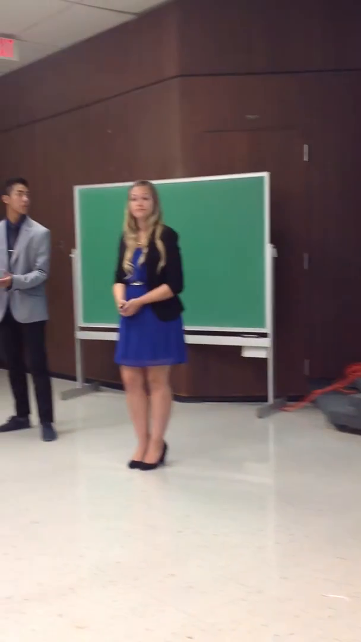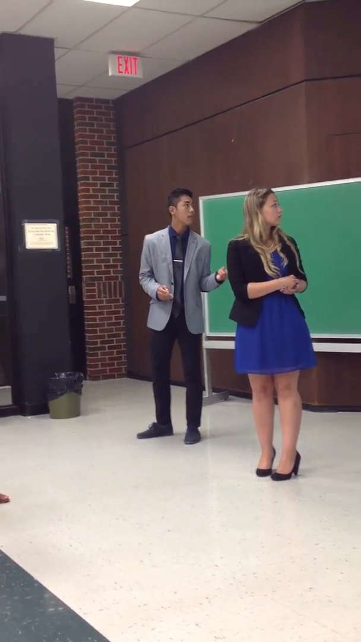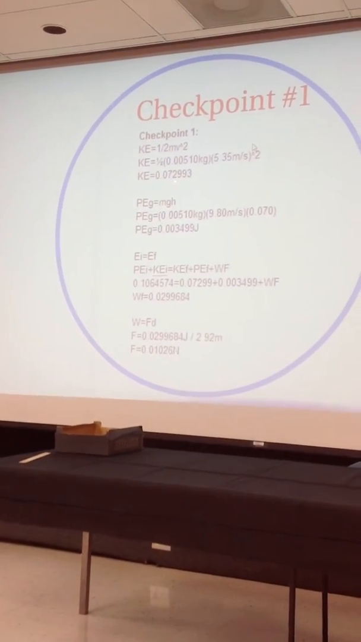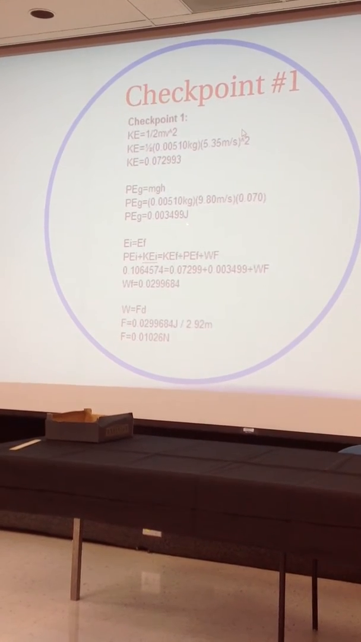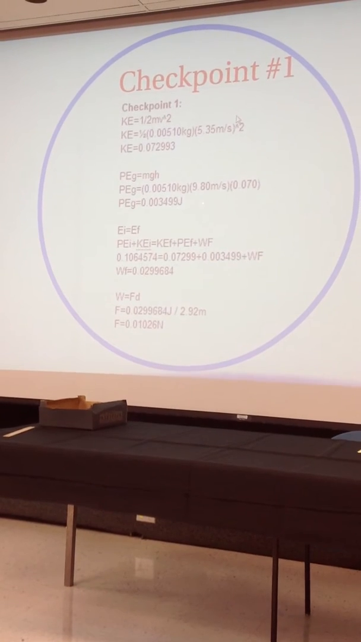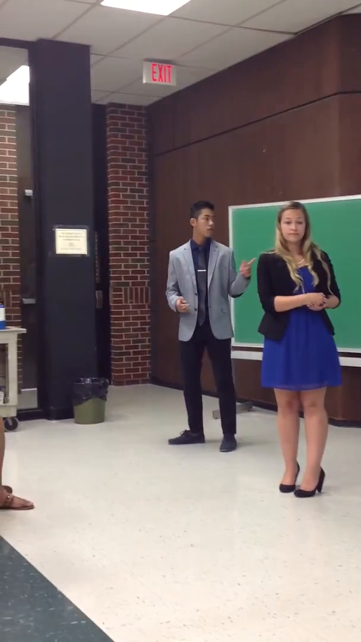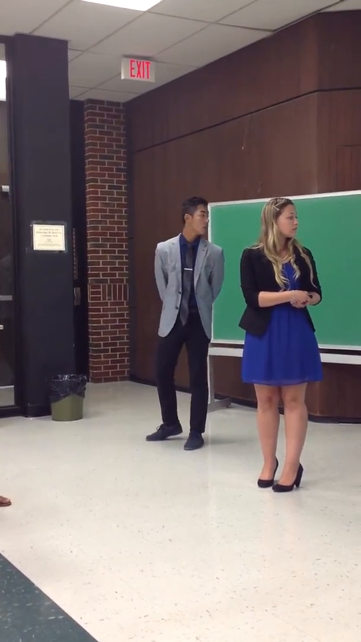We calculated how much potential energy is being converted to kinetic, so we used mass times velocity squared and halving it, and came up with a product of 0.072993 joules. For the remaining potential energy, we used mass times gravity times the height, and came up with a product of 0.003499 joules. But as energy is being converted, energy is also being lost due to friction. So we used force times distance, and came up with a product of 0.01026 newtons.